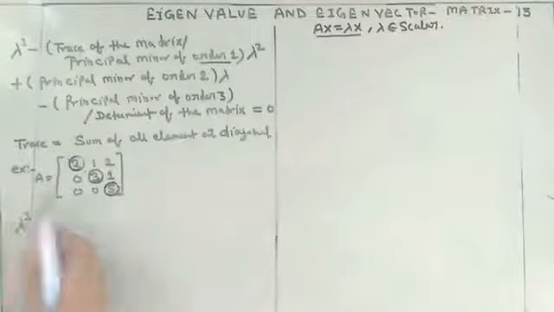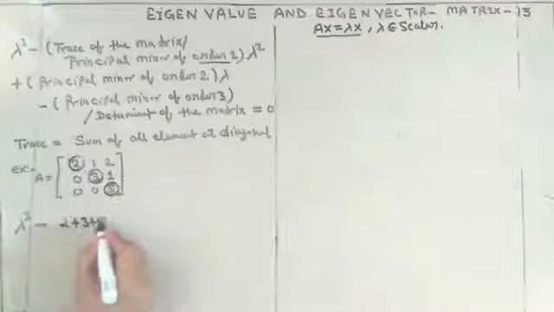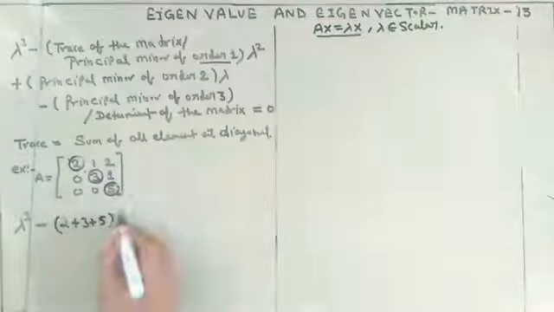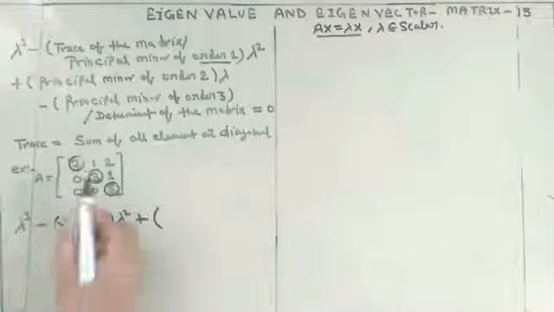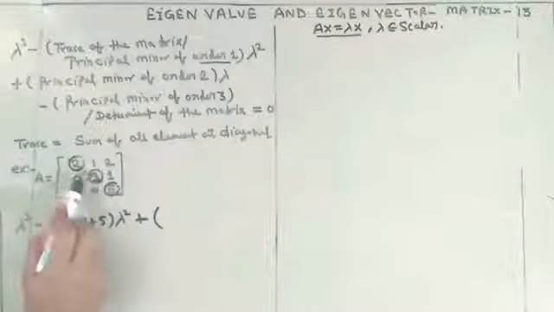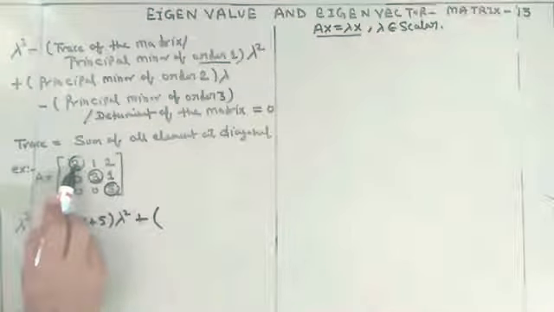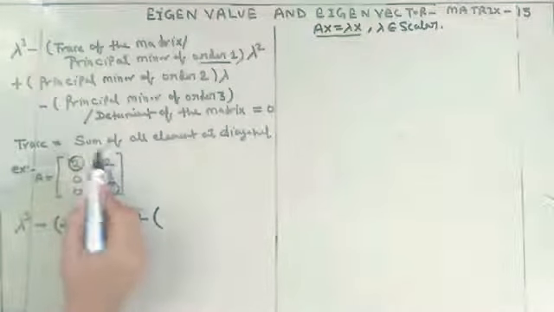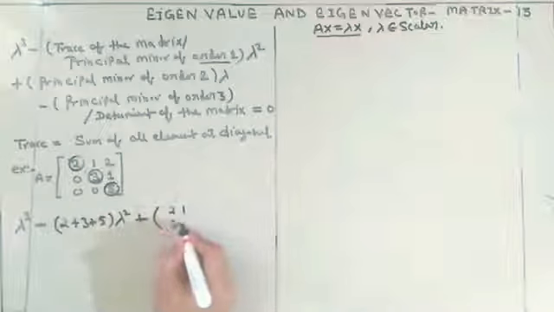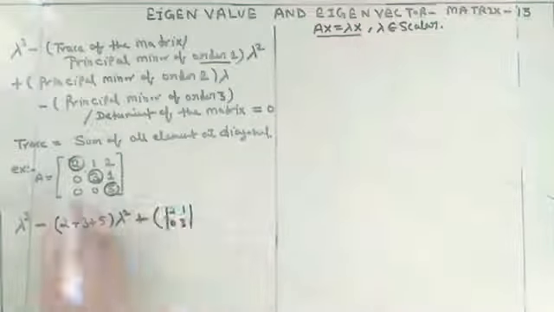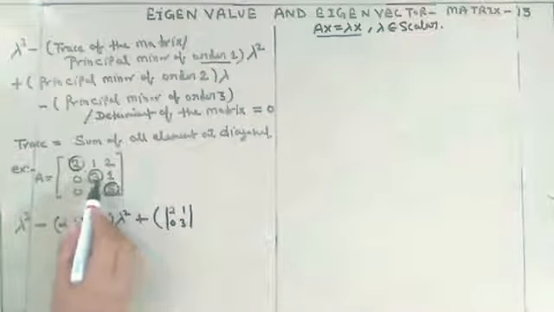So what we have written: lambda cube, then the trace of the matrix, meaning 2 plus 3 plus 5. Then we write lambda square, then plus principal minor of order 2. Principal minor of order 2 means you take any 2 elements that are on the diagonal. At first we take 2 and 3. If you take this and this, the matrix will be 2, 1, 0, 3. This is the first one.